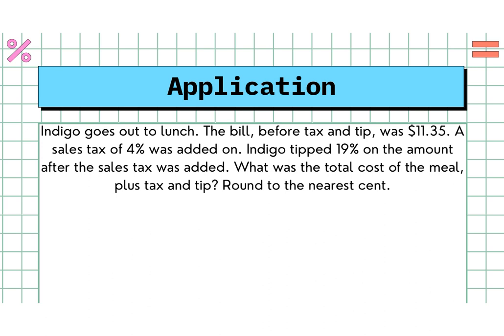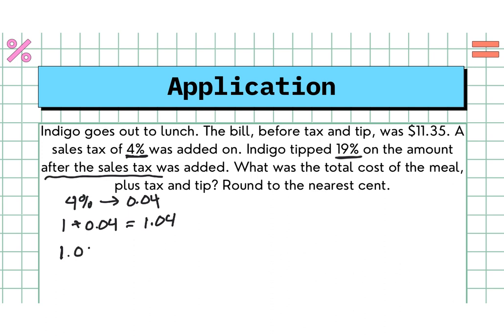Now, just like before, we've got 2 percentages. So we've got to make sure we figure out which one is supposed to go first. So we've got 4% and I've got 19%. And it says the tip was after the sales tax, so we're going to do the 4% first. So 4% as a decimal is 0.04. Add that to the 1 because the sales tax is an increase, so 1 plus 0.04, which is 1.04. I take that and multiply it by my original bill, which was $11.35.